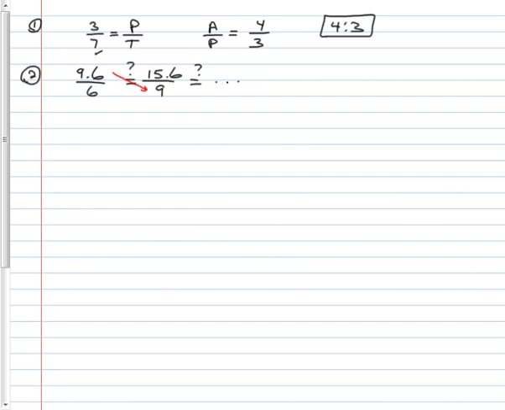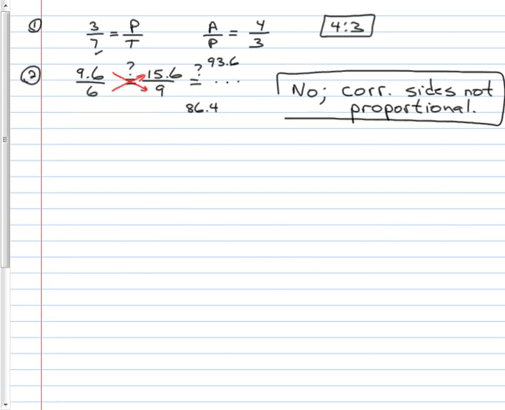9.6 times 9, 86.4. Does it equal the product of 6 times 15.6? 93.6. Not so much. Not equal, not proportional. No, these are not similar polygons, similar trapezoids. And the reason? Because corresponding sides were not proportional. So we do not have similar polygons.